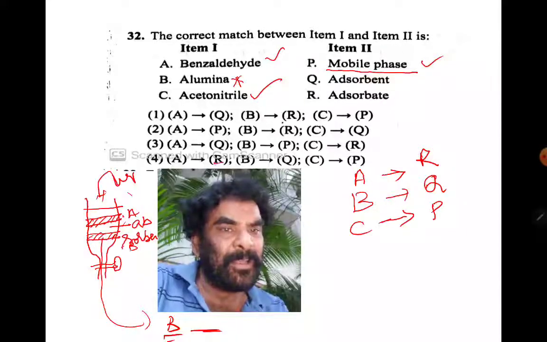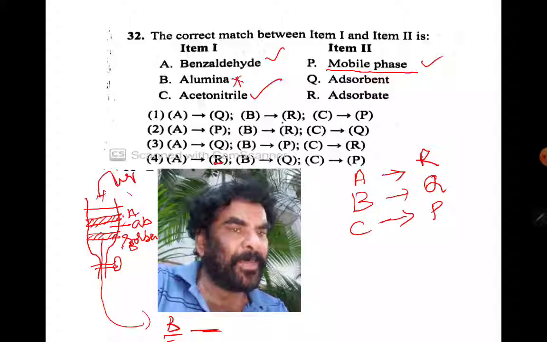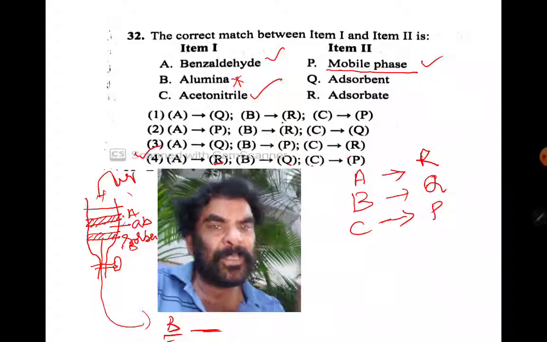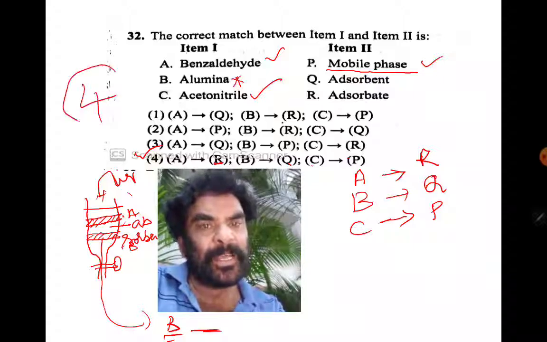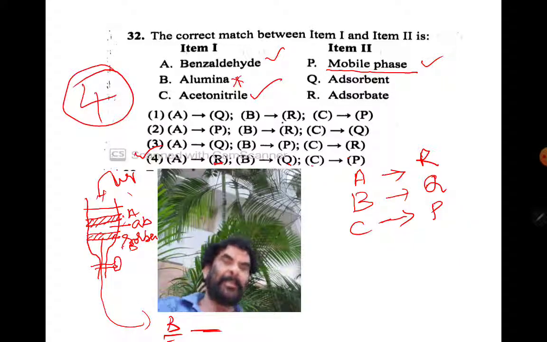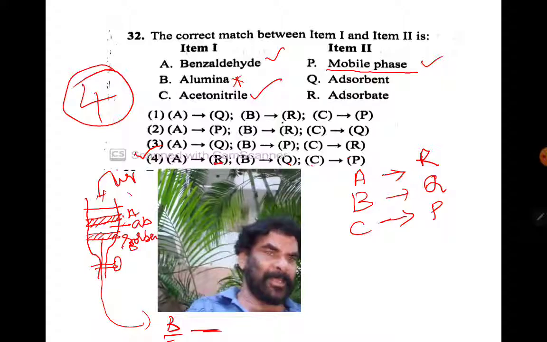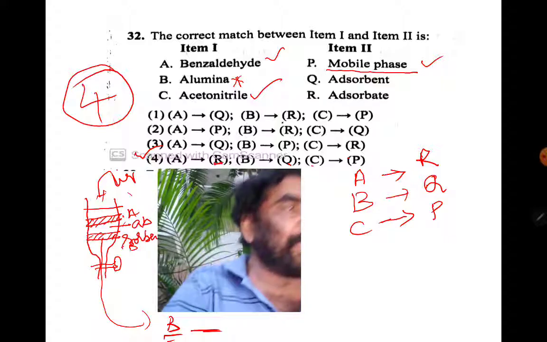A is R, B is Q, C is P. So option 4 is the correct option. There is some unknown thing involved, that is the mobile phase and its meaning.